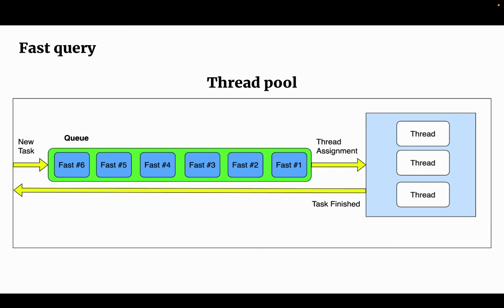Now, let's look at how the thread pool model works when we have only fast queries. In this scenario, we have tasks in our queue.